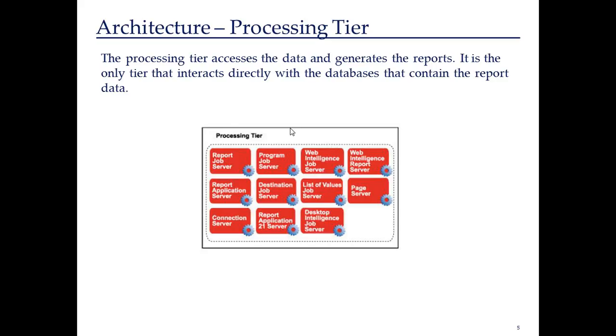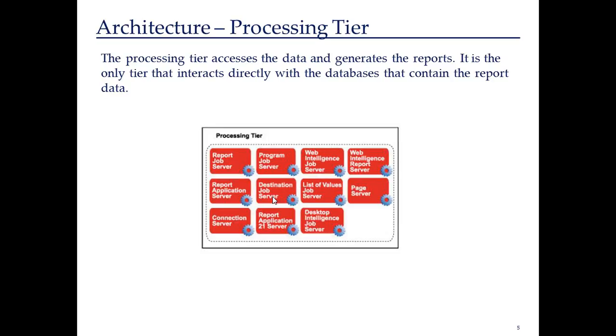Based on a request given by the client, the CMS is going to send that request to the related servers. Other than this job server and report server, we also have the page server, connection server, and destination job server. So let's talk about the destination job server. What is this destination job server?